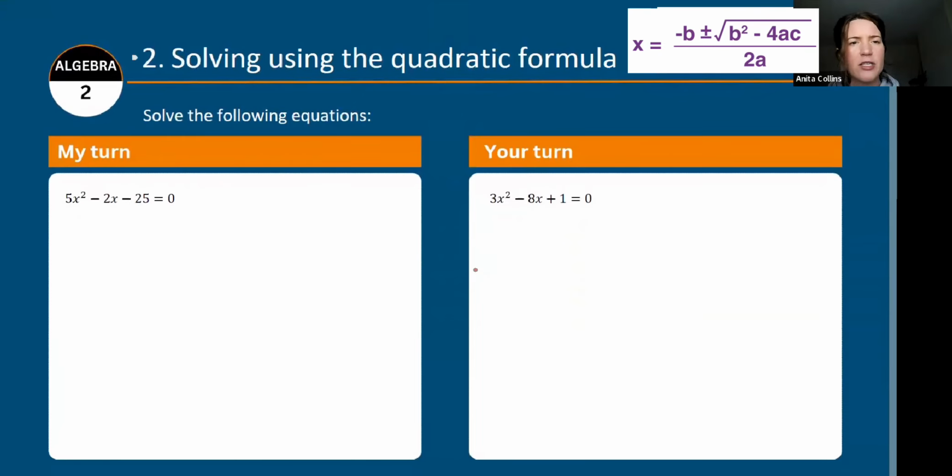Right, so this is largely a review of junior cert material, solving using the quadratic formula. Here I've got my quadratic equation. I'm going to label it ax squared plus bx plus c, as we've been doing since Algebra 1.